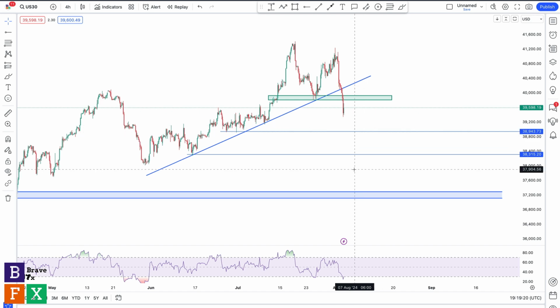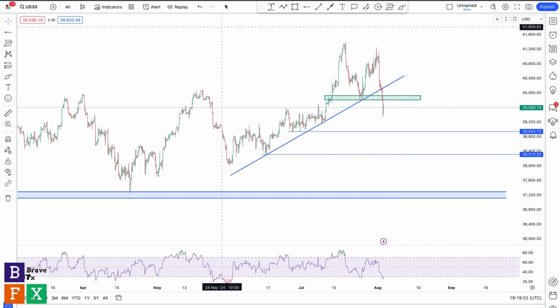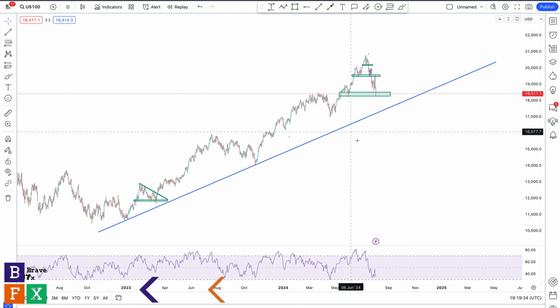So that's it briefly for US30. Something else to pay attention to is that we are oversold right now, which gives us a reason to wait for that consolidation before we continue to move to the downside, right? So that's it briefly for US30. Moving on, we're talking about Nasdaq briefly.